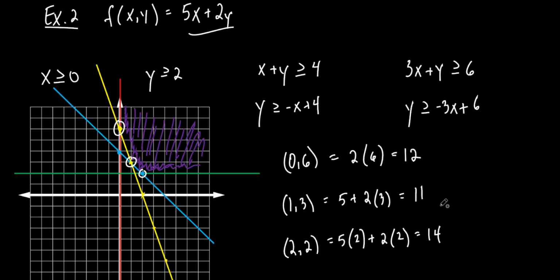Now, it only asks for the minimum, to minimize it. That's what they say. They say minimize that function, which means just find out the minimum value. So what's the smallest number out of those 3? Well, 11 is. And where is that located? What is the point that gives you the minimum value? It's 1, 3. So the minimum is at 1, 3. So that is our answer.